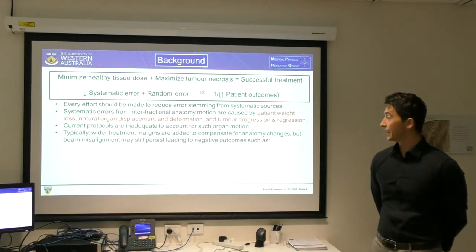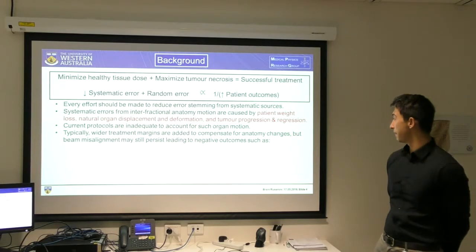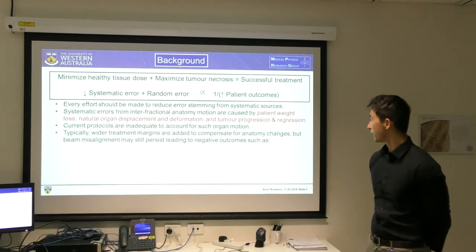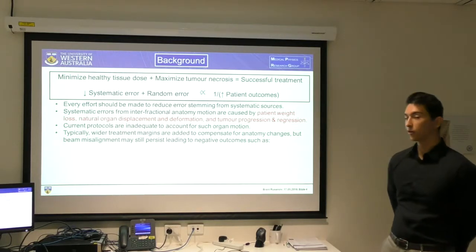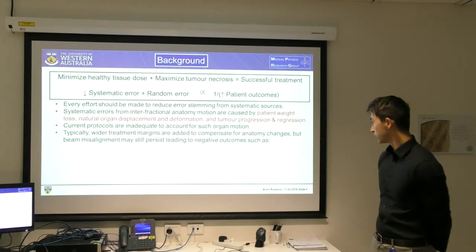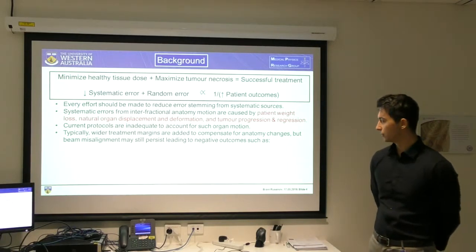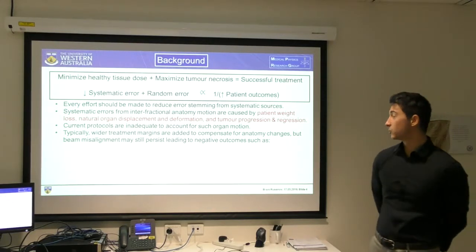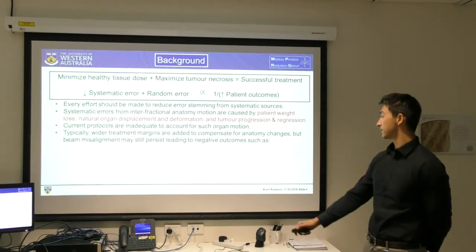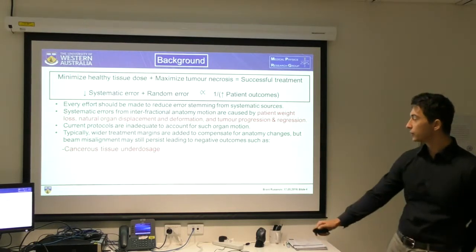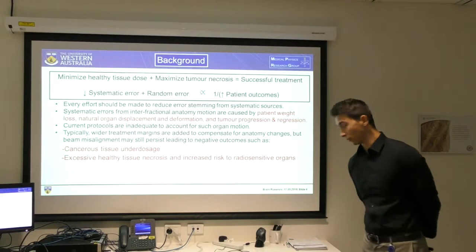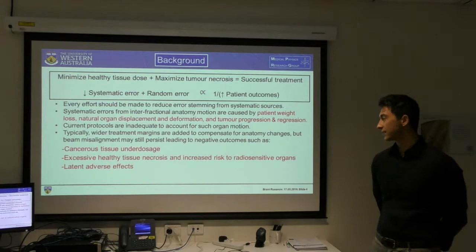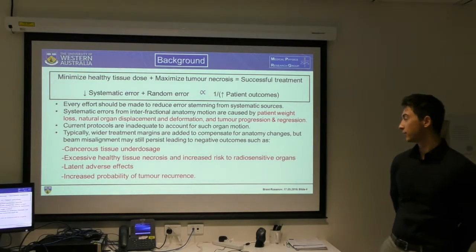Systematic errors from interfractional anatomy motion are caused by patient weight loss, natural organ displacement and deformation, and tumor progression and regression. Current protocols are inadequate to account for such organ motion, as typically wider margins are used to compensate for anatomy changes, but beam misalignment may still persist, which leads to negative outcomes such as cancerous tissue underdosage, excessive healthy tissue necrosis and risk to radiosensitive organs, latent adverse effects, and increased probability of tumor recurrence.